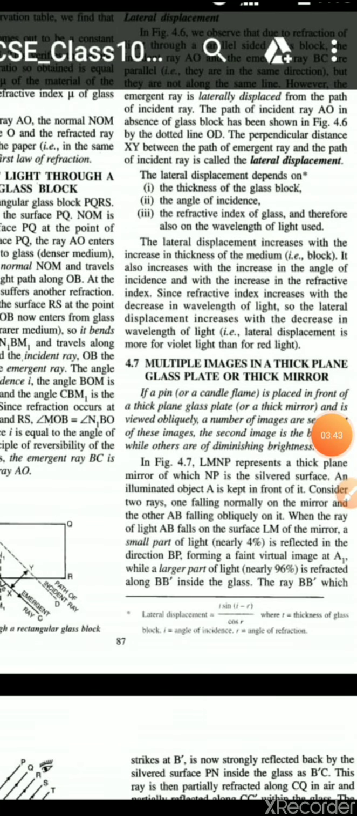Lateral displacement depends upon the thickness of the glass block, the angle of incidence, the refractive index of the glass, and also the wavelength of the light used. Always remember, during the entire process, your speed will change and your wavelength will change. The only factor which will never change is your frequency. Whenever a ray of light is moving from glass medium to water, or water medium to glass, or water to air, anything, your speed and wavelength change, but your frequency does not change.